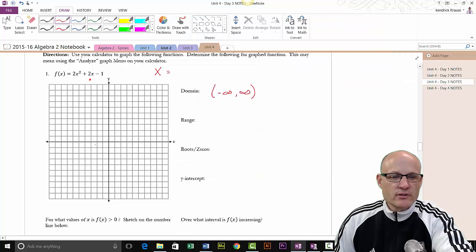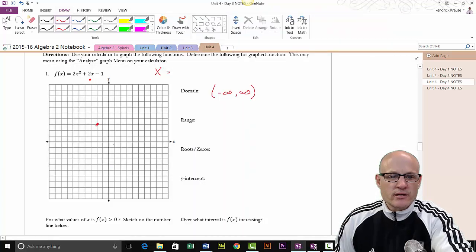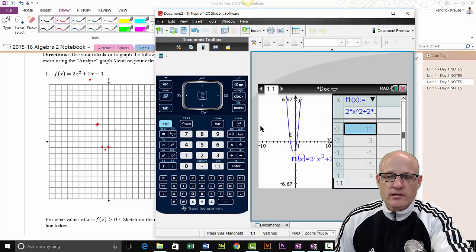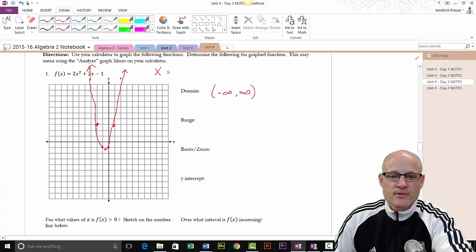Negative 2, 3. Negative 1, negative 1. 0, negative 1. Here's our vertex. It's going to be right here. We're going to have to figure out what that is. And then 1, 3, and 3 halves, 2, 11. So there's our parabola. We do have to figure out what that vertex is using our calculator. So we'll do that. That's not a problem. Oh my gosh, there it is.